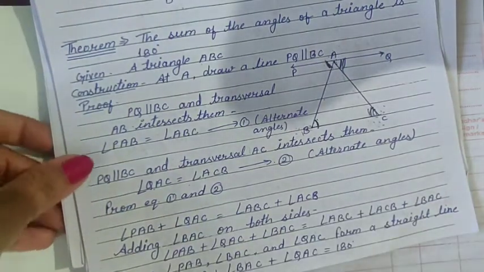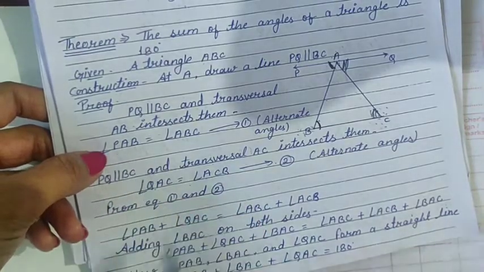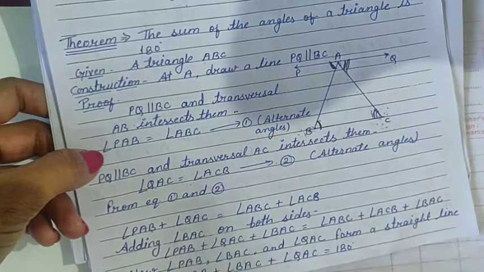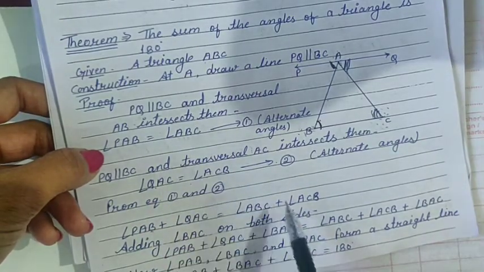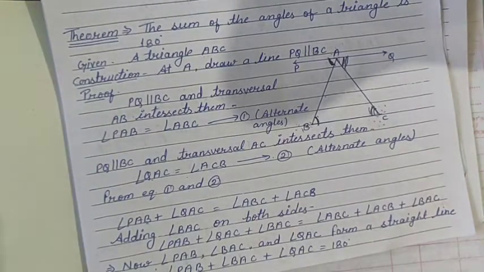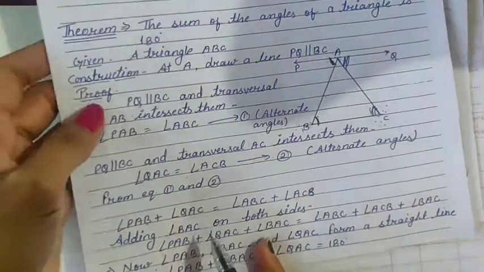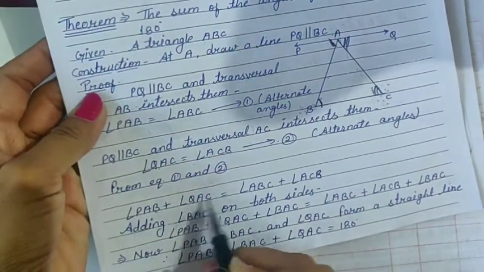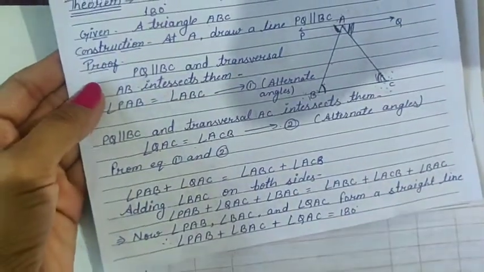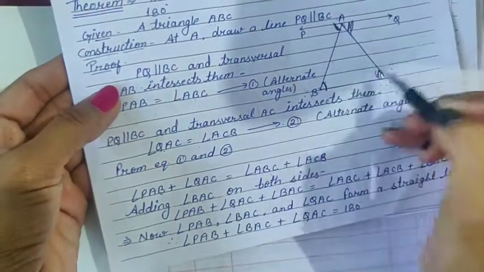From equation 1 and 2, we will add equations 1 and 2. So angle PAB plus angle QAC equals angle ABC plus angle ACB. We will add left hand side to left hand side, and right hand side to right hand side. Now angle PAB plus angle QAC equals angle ABC plus angle ACB. Now adding angle BAC on both sides, this angle BAC.